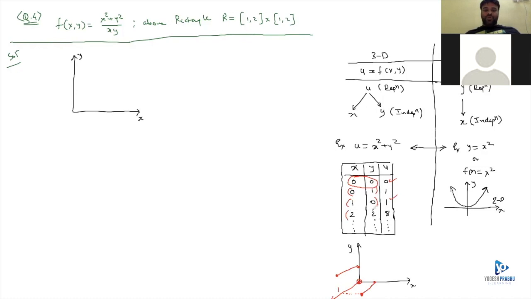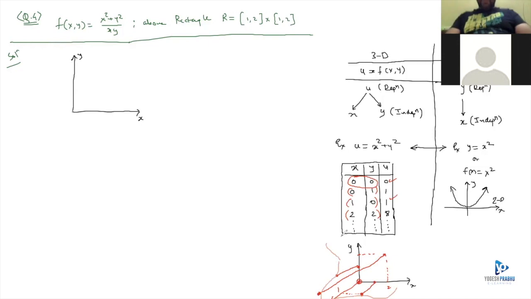Tell me the 2 point. Where will that be? 2, 2. Over here. That's x is 2 and y is 2, right? And how much is u? 8. Very, very, very big. Yes or no? So do you understand that if I connect all these points, do you see there will be a surface here?